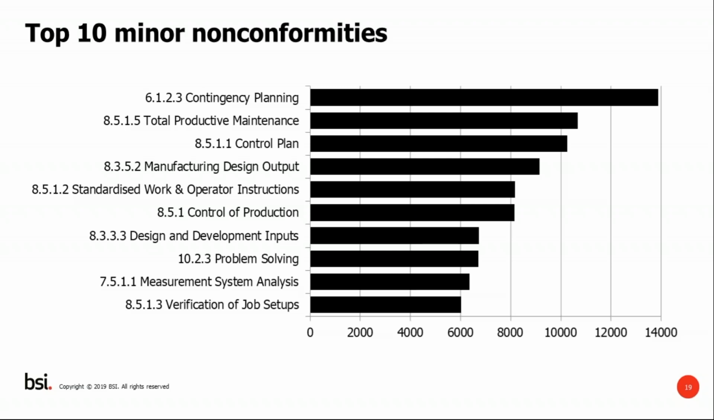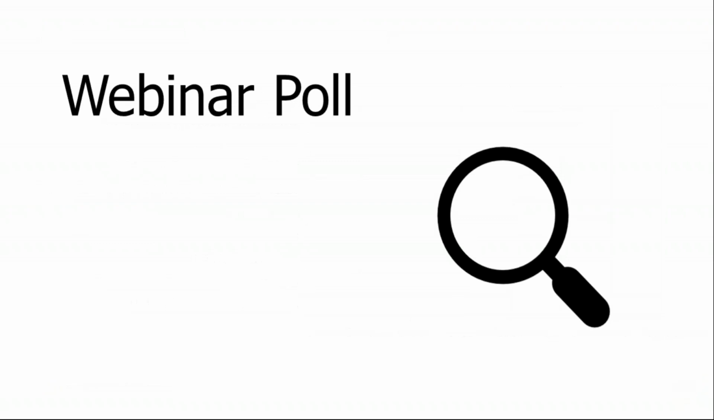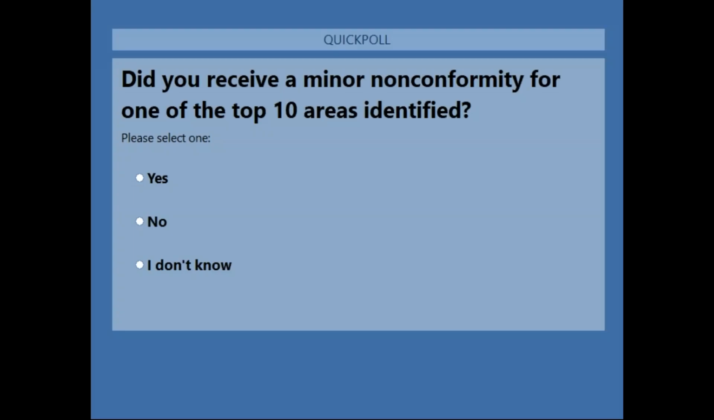I'm now going to hand back to Ellie, who's going to run the third and final poll. Thanks, Rob. So here's our final poll of this afternoon. Did you receive a minor non-conformity for one of the top 10 areas identified, which Rob just ran through? To recap again, they were contingency planning, total productive maintenance, control plan, manufacturing design output, standardized work and operator instructions, control of production, design and development inputs, problem solving, measurement systems analysis, and verification of job setups.